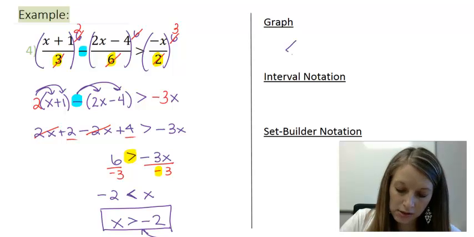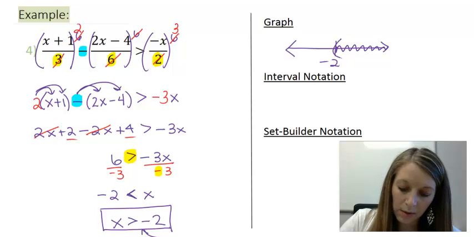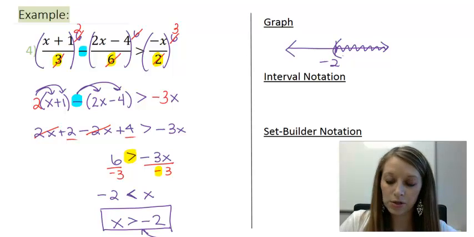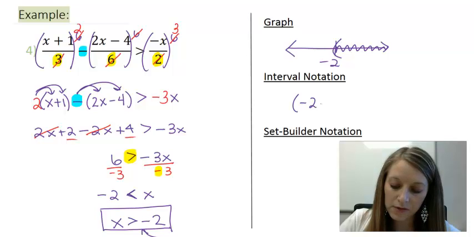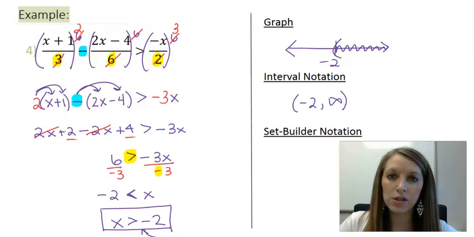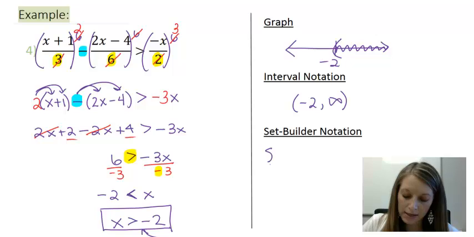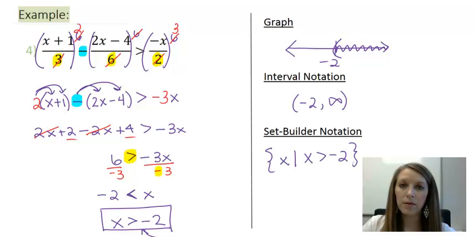So my notation, I have negative 2 greater than it with a parenthesis because it's not equal to. Parenthesis negative 2 up to infinity, which is parenthesis, and my set builder notation is x such that x is greater than negative 2. And so we have finished all of the typical examples that you might see on your homework.